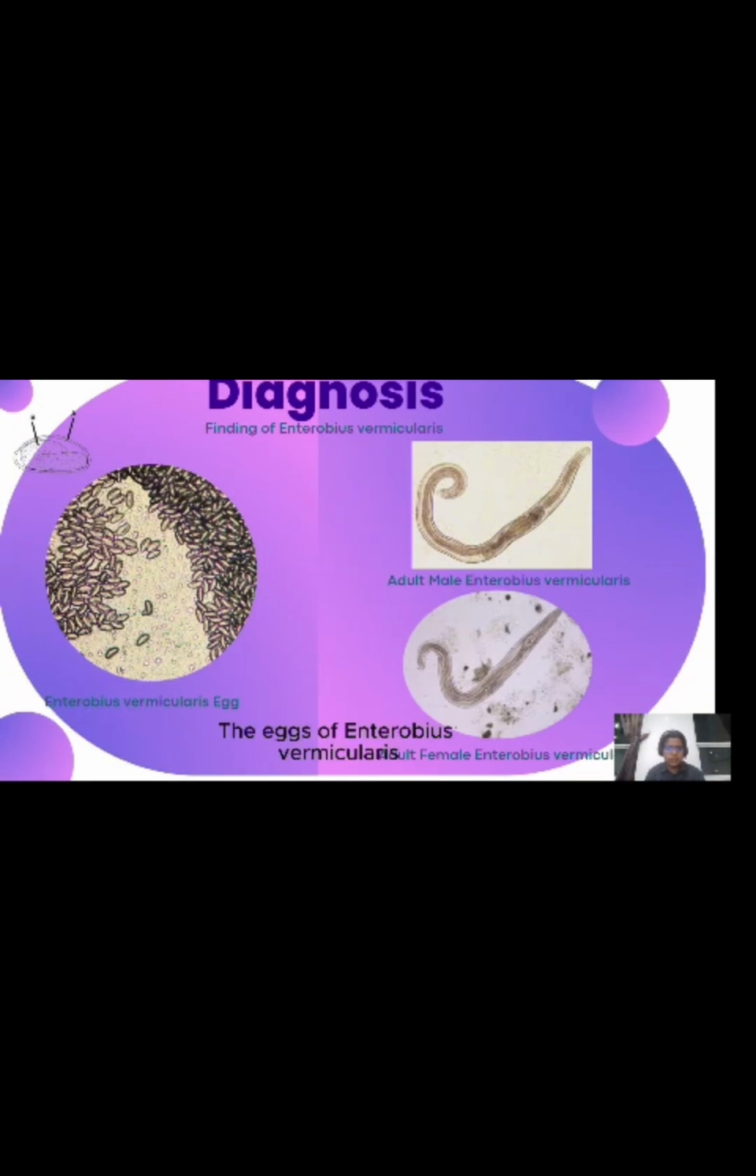The eggs of Enterobius vermicularis have dimensions of 50 to 60 micrometers in length and 20 to 30 micrometers in width. They are transparent and possess an elongated to oval shape with a slight flattening on one side. Typically, these eggs are partially embryonated when they are shed from the host.